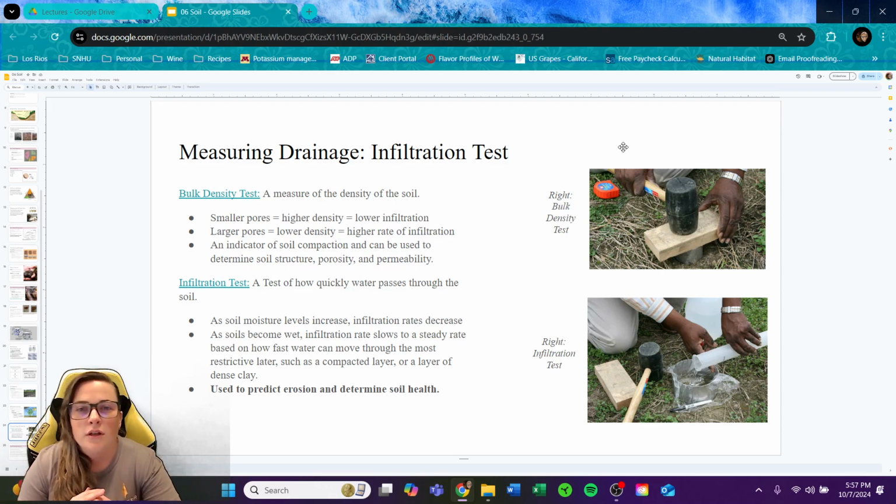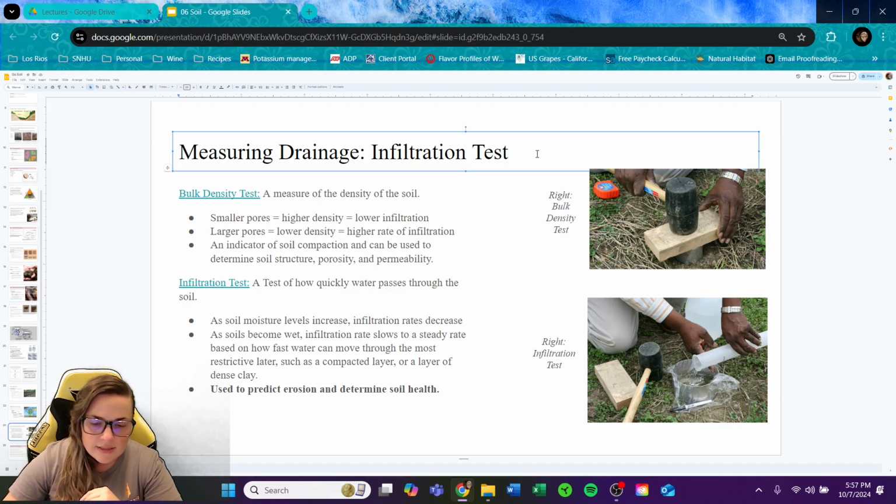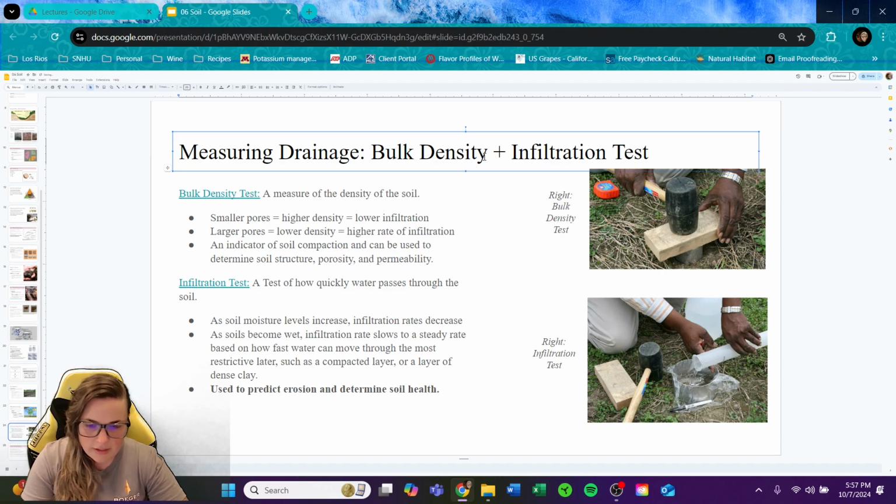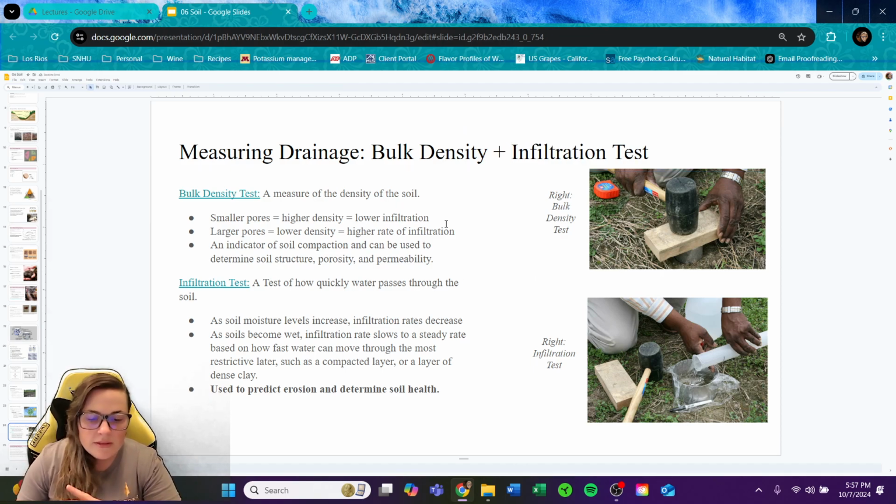Cool. So measuring drainage, we have two things: a bulk density test and an infiltration test. Bulk density is a measure of the density of the soil. We talked about smaller pores equals higher density and lower infiltration, and larger pores, lower density, higher rate of infiltration. So this is an indicator of soil compaction and can be used to determine soil structure, porosity, and permeability. For the bulk density test, we take a sample and we look at the components.